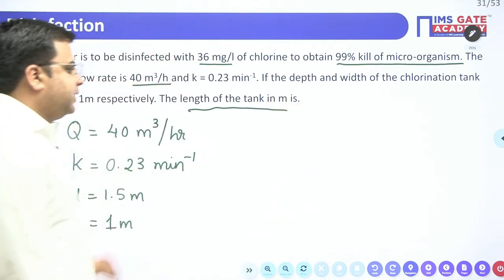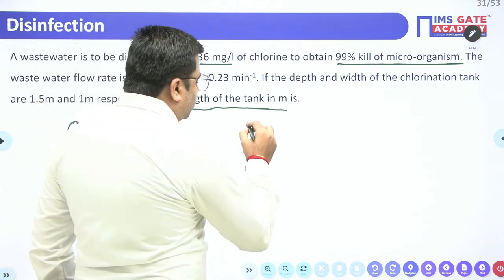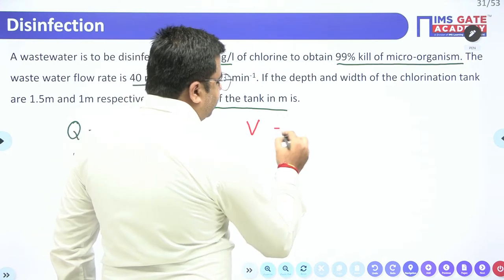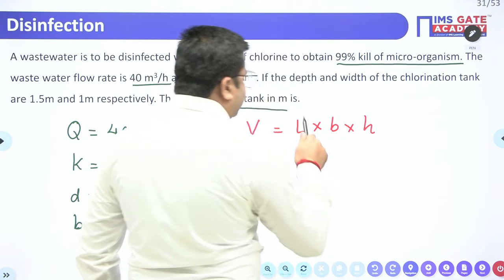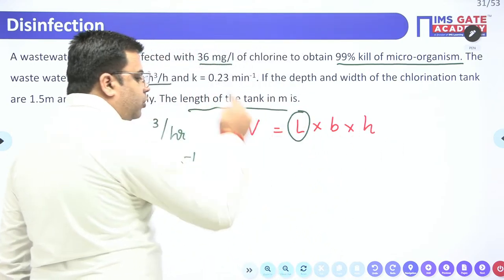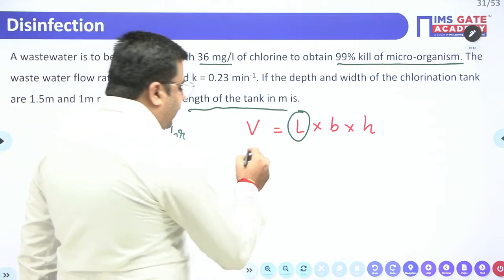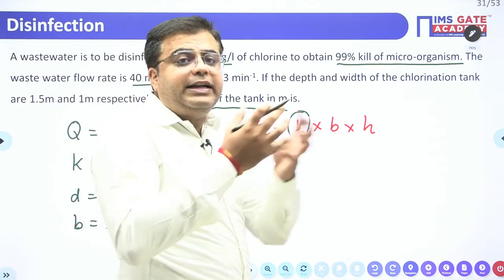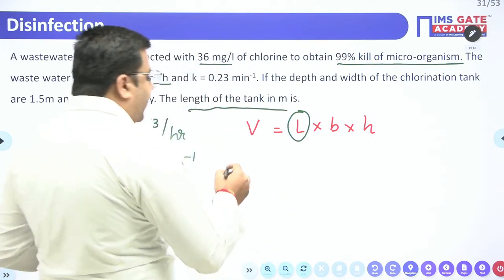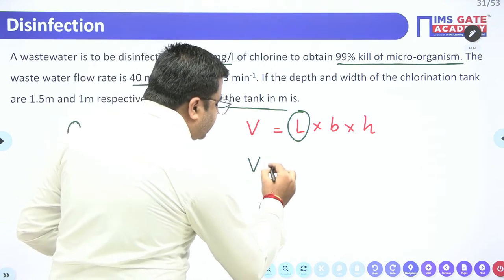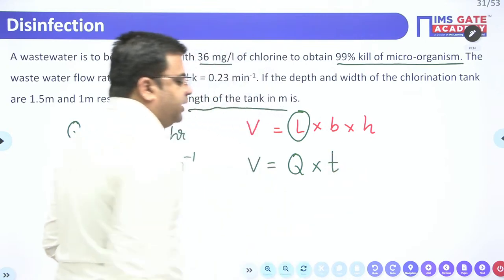Now let me just shorten this question for you. If anyhow you know the volume of the tank, then simply using length into breadth into height, you can calculate this length, right? But we don't know the volume of the tank. In order to calculate the volume, if I know the detention time, I can calculate this volume using the expression V is equal to design discharge multiplied by the detention time.